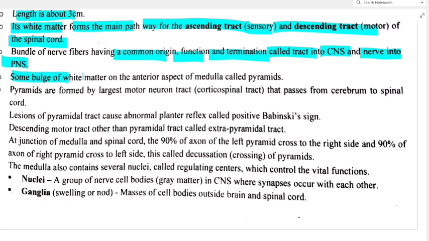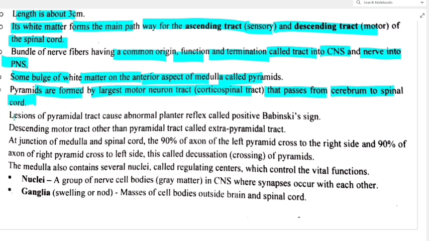Now some bulges of white matter on the anterior aspect of medulla are called pyramids. Pyramids are formed by the largest motor neuron tract, that is corticospinal tract, that passes from cerebrum to spinal cord. Lesions of pyramidal tract cause abnormal plantar flexion, which is called positive Babinski sign. This is important, right? So why does positive Babinski sign appear? See, lesion in pyramidal tract causes abnormal plantar flexion called positive Babinski sign. And descending motor tracts other than pyramidal tract are called extrapyramidal tract.